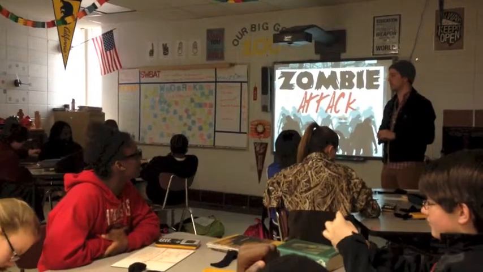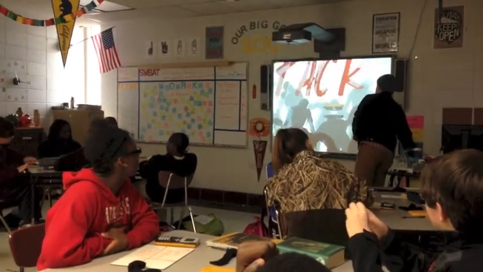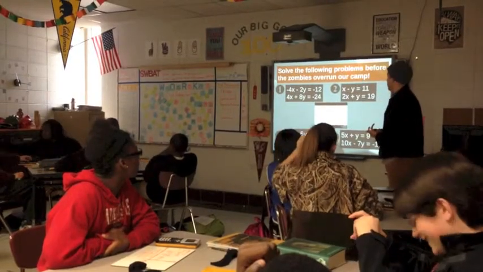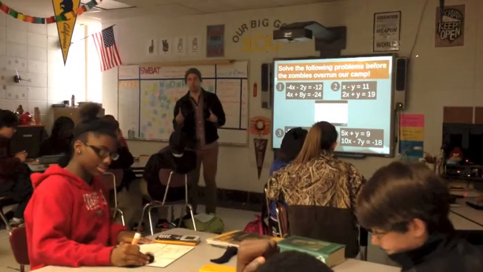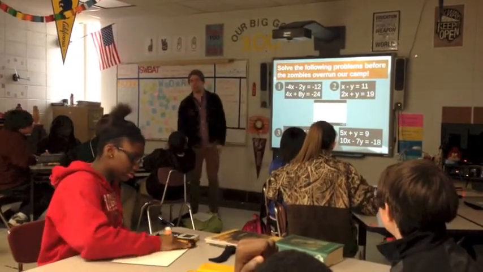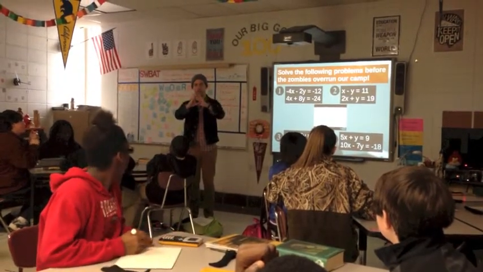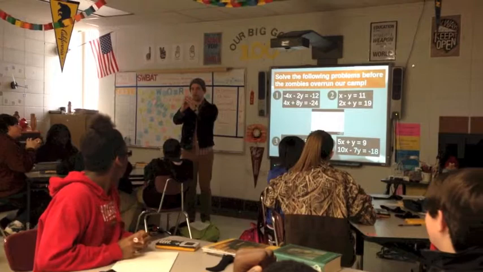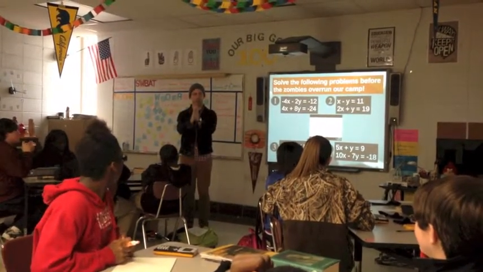This is your first zombie attack. We'll see if you guys are up to it. But what you have to do is solve the following problems before the zombies overrun our camp. Now here are your directions. You will have 10 minutes, measured by a timer right in the middle. The timer is in the form of a circle. The circle gets smaller and smaller as the 10 minutes go up. If you are not done by the time the circle is done, the zombies have gotten you, okay?